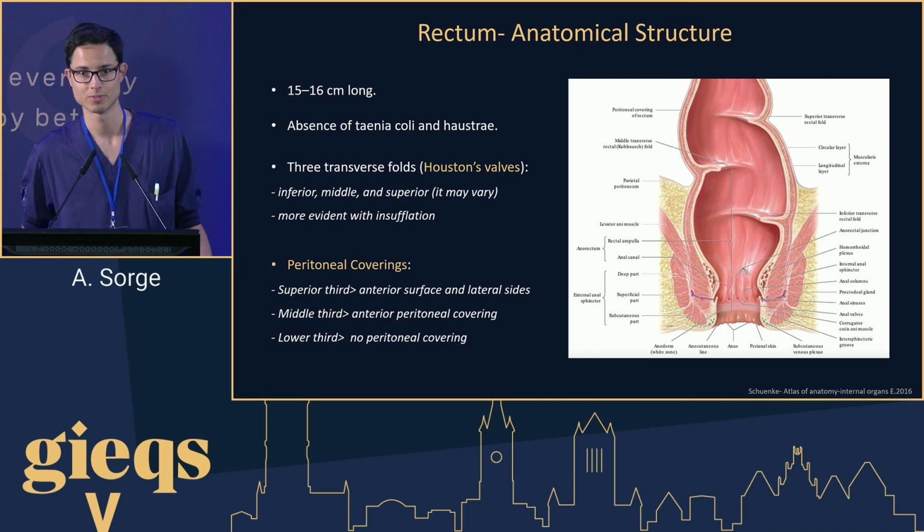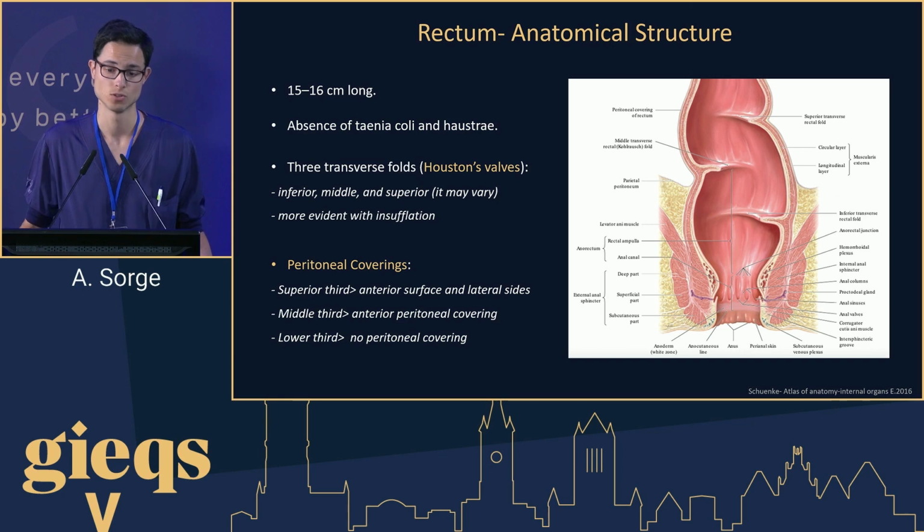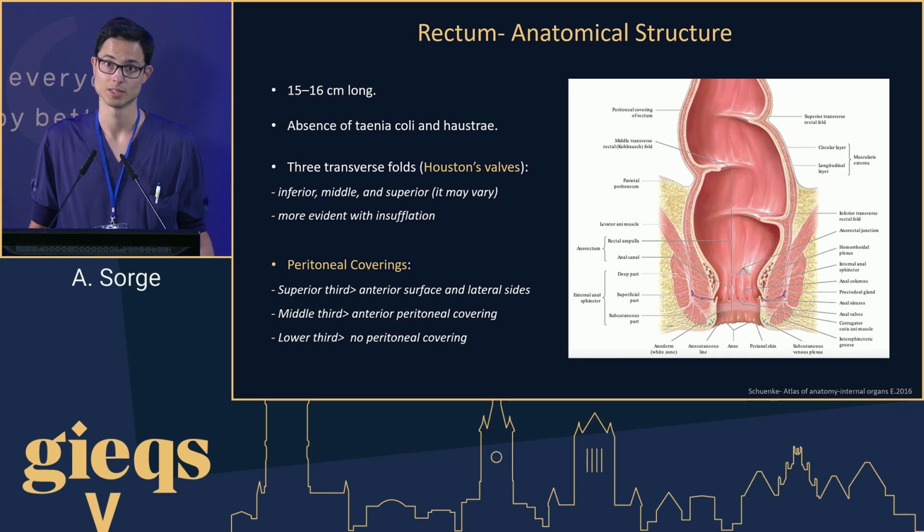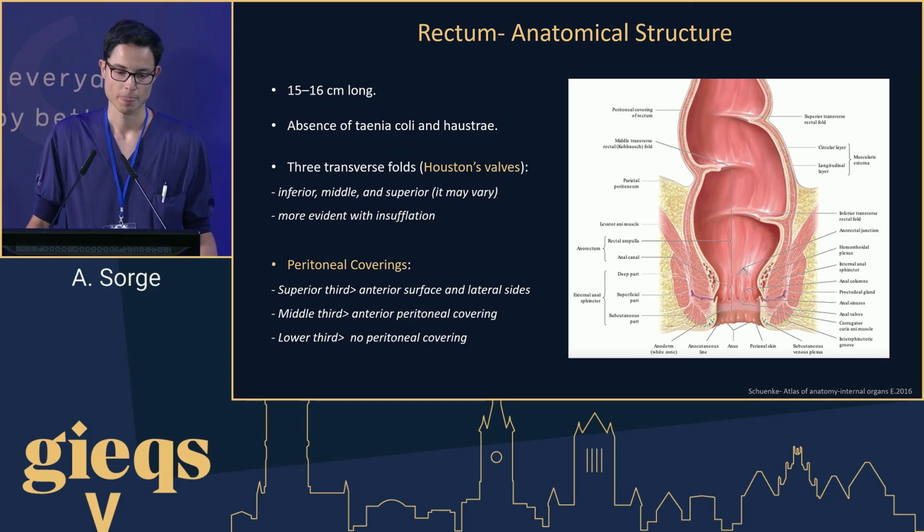The rectum is a 15 centimeter long organ which has unique anatomical features compared to the colon. It lacks the taenia and the haustra, and it has 3 transverse folds, also known as Houston valves. These are the superior, the mid, and the inferior, and they are key anatomical landmarks when describing rectal lesions, and we will see some examples later.